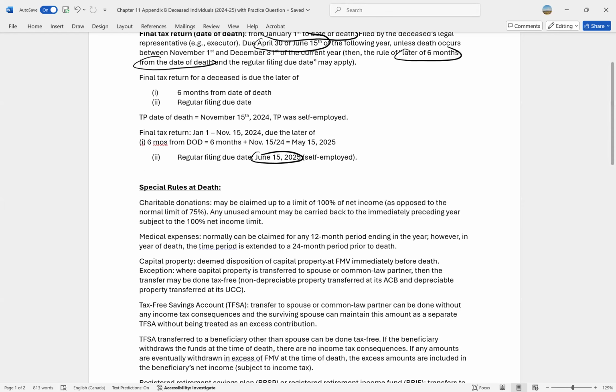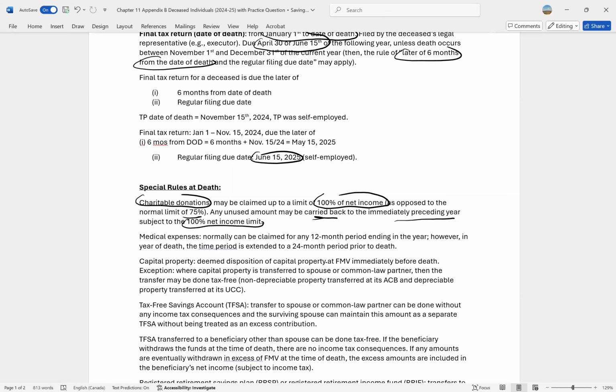Generally, the tax credits that you get for charitable donations are usually limited to 75% of your net income. But in the year of death, up to 100% of net income can be claimed for charitable donations. And any amount that cannot be used can be carried back to the preceding year, using that same 100% of net income limit.